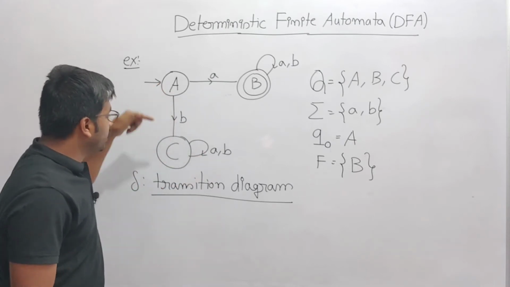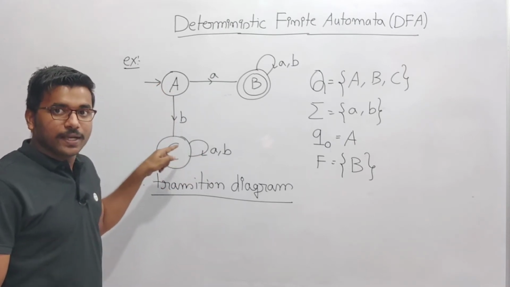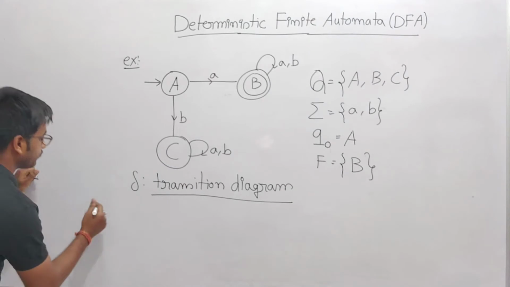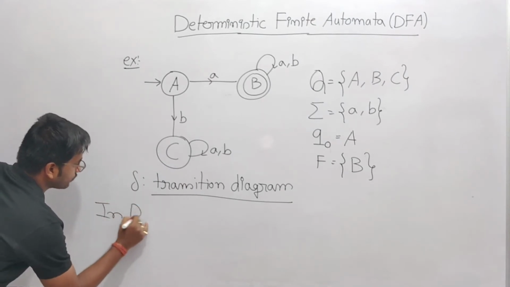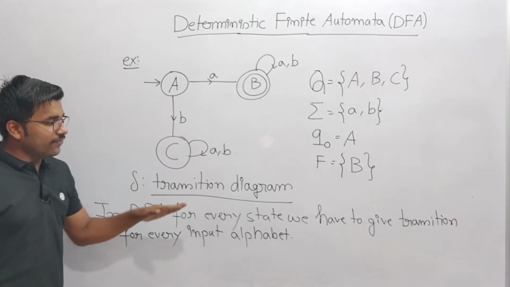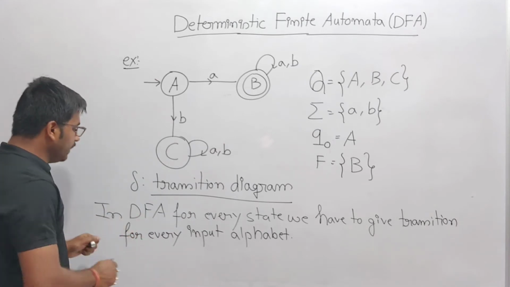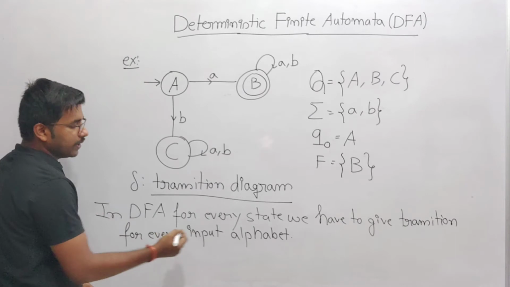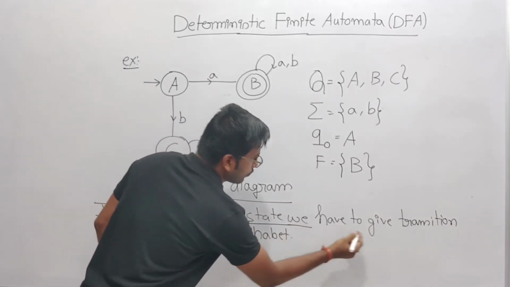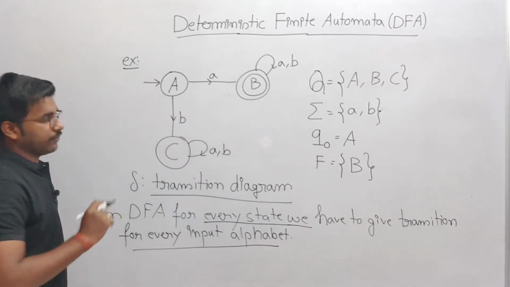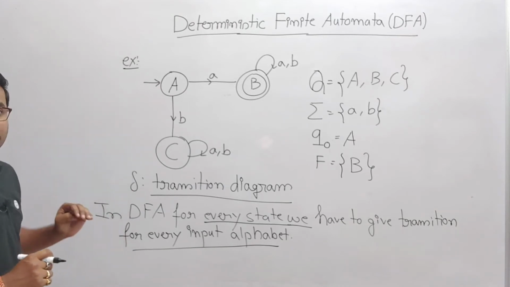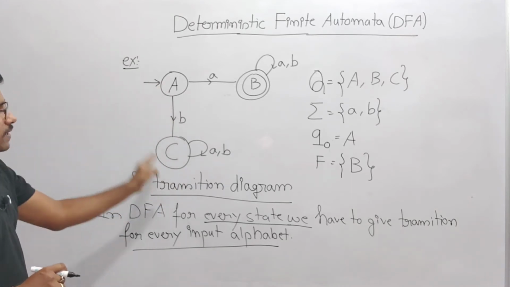This state by getting B, it's going to state C. Okay, so in DFA, for every state we have to give a transition for every input alphabet. And since it is deterministic, you have seen the transition diagram.